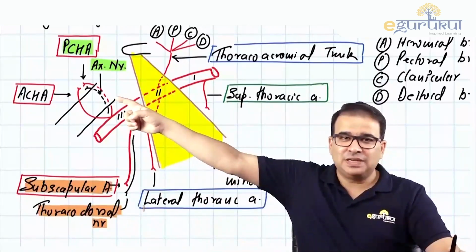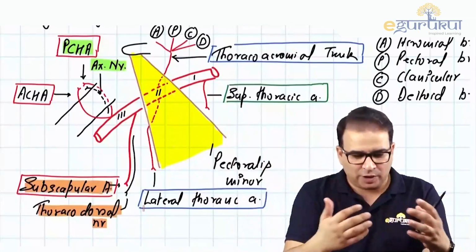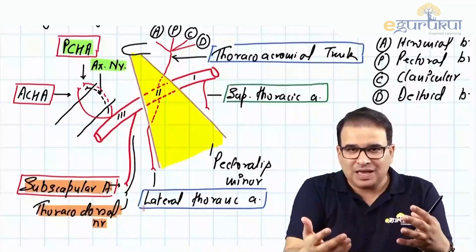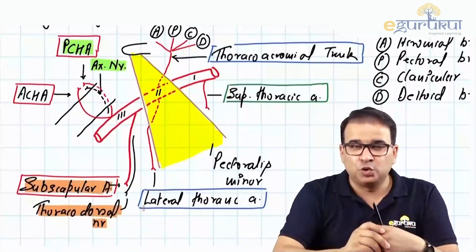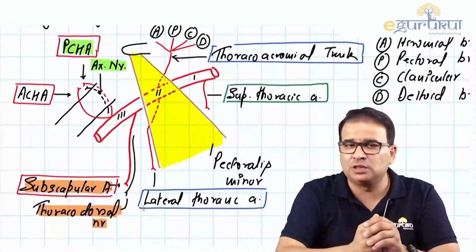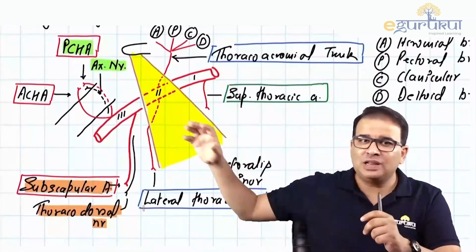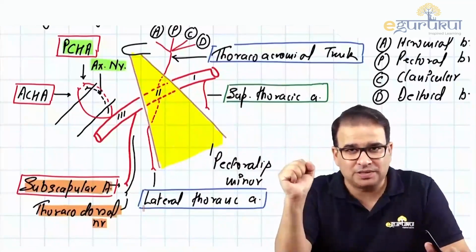Another important relation, we said axillary nerve along with PCHA. If for any reason there is an injury to the axillary nerve, like if there is an inferior dislocation of the shoulder joint, or if there is an injury at the humerus at the level of surgical neck of humerus on the posterior aspect, then not only axillary nerve, even the posterior circumflex humeral artery can be compromised.